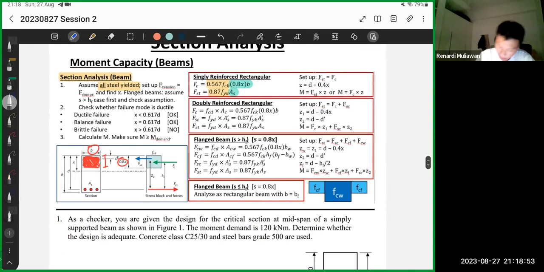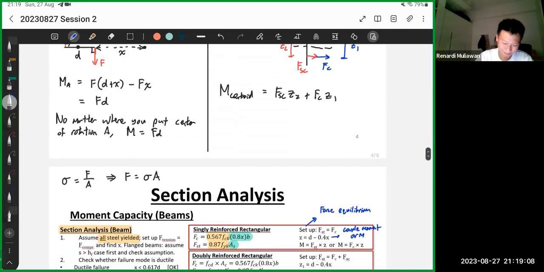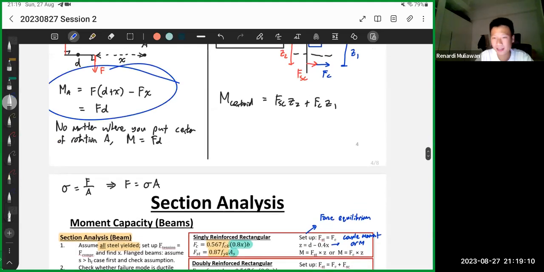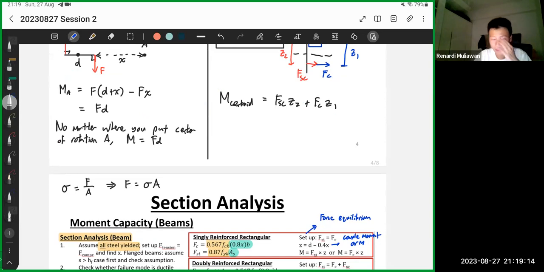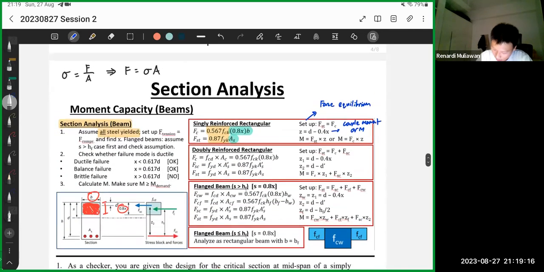I'll just write it down. This is force equilibrium. This one is the couple moment arm. This one is just force times distance, F times D. Or this, same thing. Couple moments. So that's everything for theory.